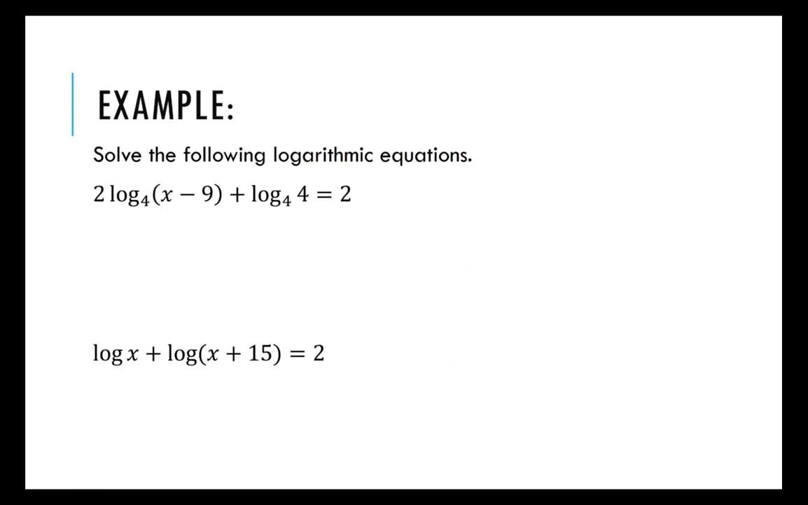2 log base 4 of x minus 9 plus log base 4 of 4 is equal to 2. Step 1, combine logarithms as much as possible. So for this first one, notice that I can write that as an exponent on the argument, so that's going to be log base 4 of (x minus 9) quantity squared plus log base 4 of 4.